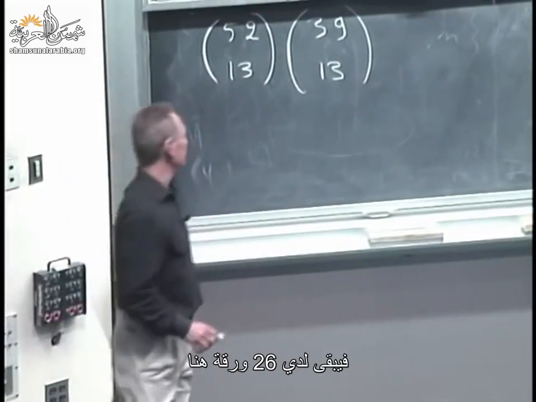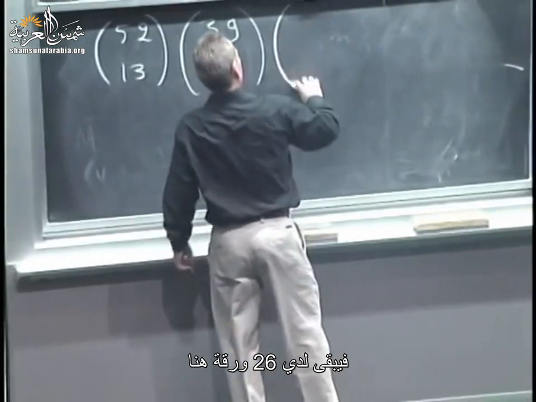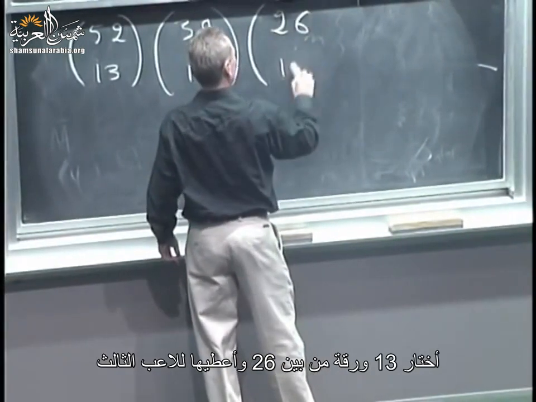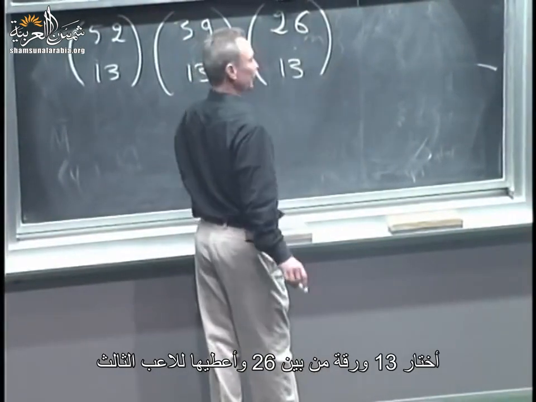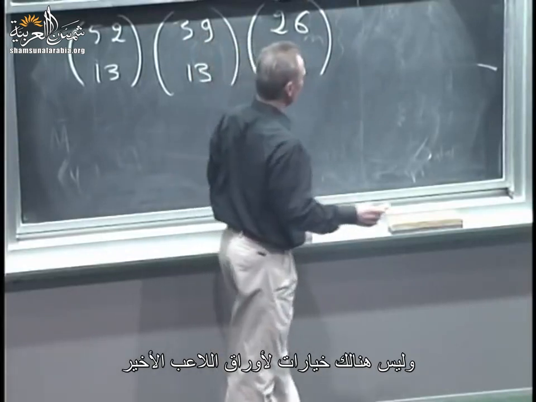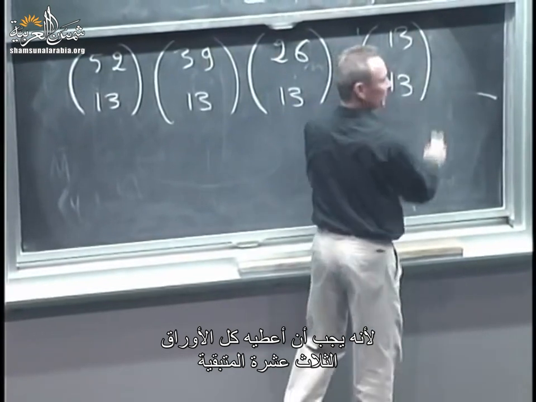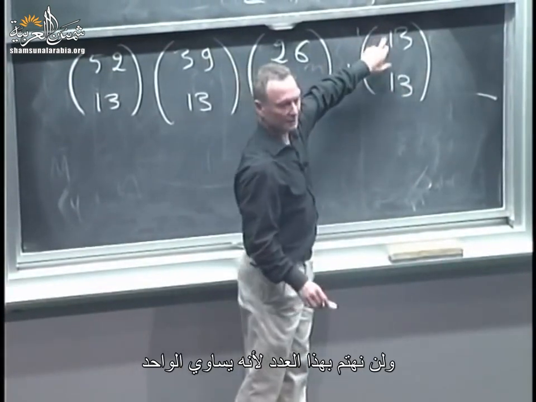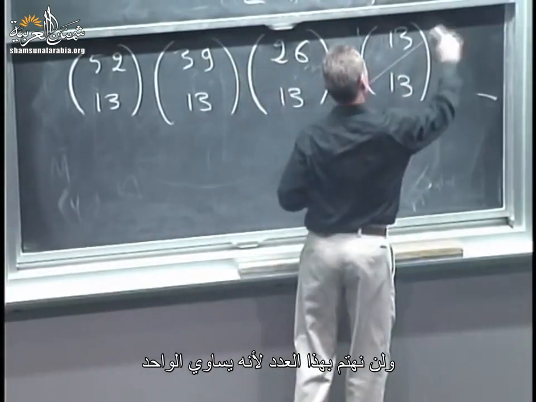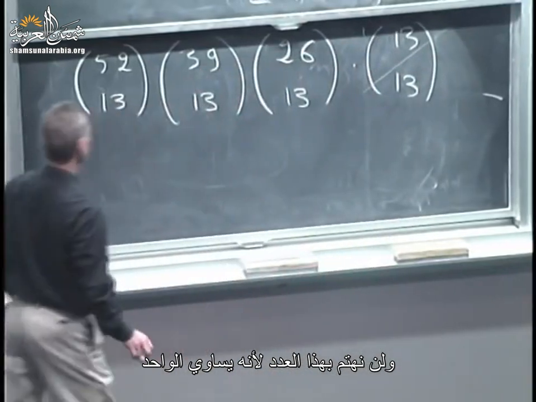Now I'm left with 26 cards. Out of those 26, I choose 13 and give them to the third person. And for the last person, there isn't really any choice. Out of the 13, I have to give that person all 13, and that number is just equal to 1, so we don't care about it.